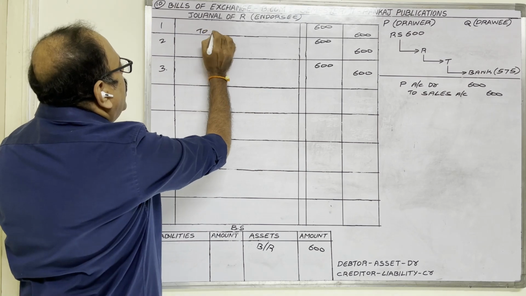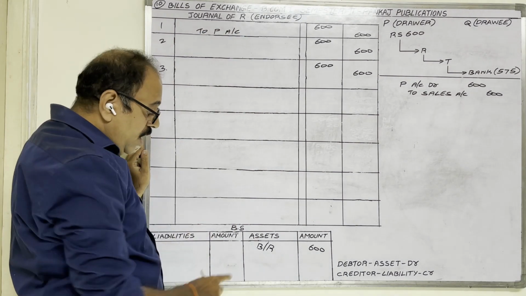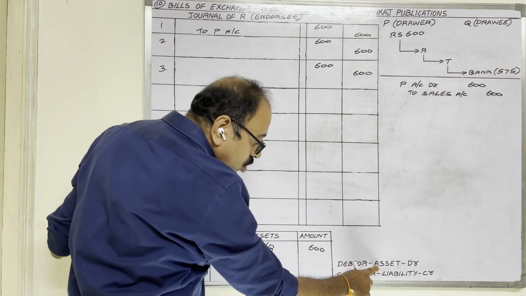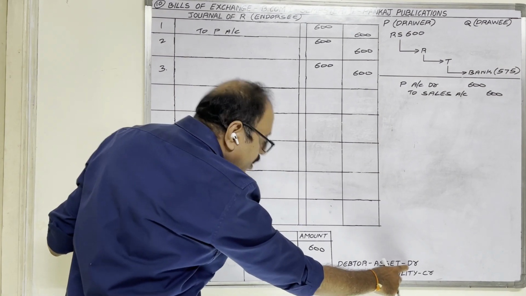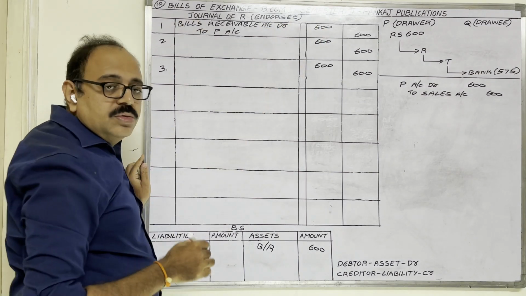To P account, amount same 600. Then a new asset, bills receivable, we have to create, no? Asset shows a debit balance. If you want to create any asset account, you have to debit. Bills receivable account we have to debit with the same amount 600.